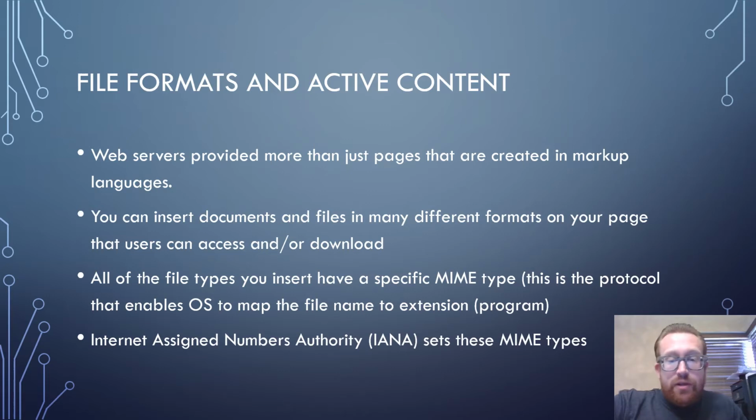All the file types you insert have a specific MIME type. We talked about MIMEs way back in Unit 1, I believe. And so you remember this is the protocol that helps the OS to map the file name to the extension. Essentially, you have the file, and then you have the program that's going to run it. The MIME runs between the both of them in order to link it so that the file will say, hey, I'm a Microsoft Word file. I need to open up in Microsoft Word. That's what the MIME does.